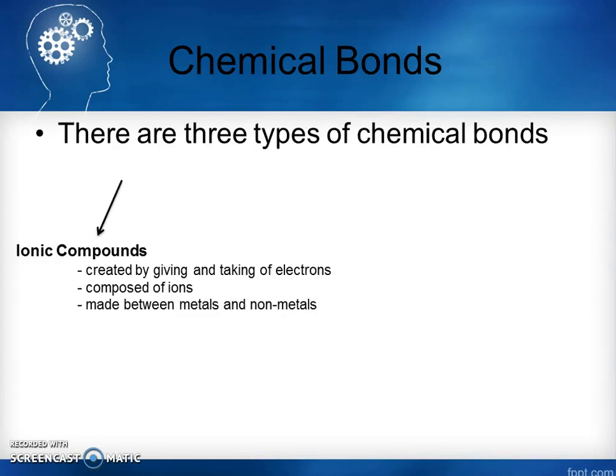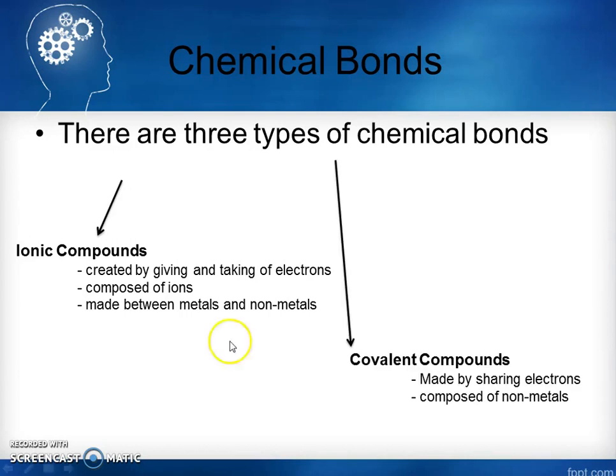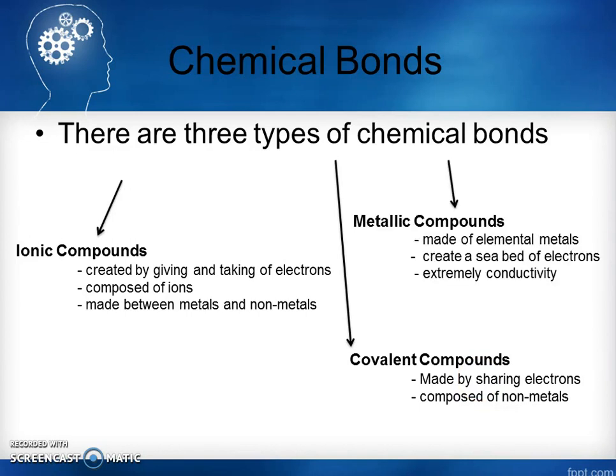Ionic compounds, and we're going to look closely at those. They're created by the giving and taking of electrons, gaining and losing. They're composed of ions, hence ionic compound, and they're made between metals and nonmetals. The next type of chemical bond we'll look at are covalent bonds. And just like the word implies, cooperation, covalent, it's made by sharing of electrons. Covalent bonds are made of only nonmetals. And the last type of chemical bond we'll take a real quick look at are metallic compounds. These are made of elemental metals, and they create a sea of electrons.